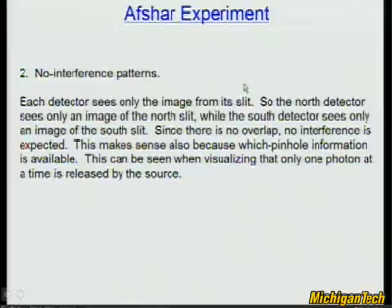And the answer is no interference patterns. Each detector sees only the image from its slit. So the north detector sees only the image from the north slit, while the south detector sees only the image of the south slit. Since there is no overlap, no interference is expected.